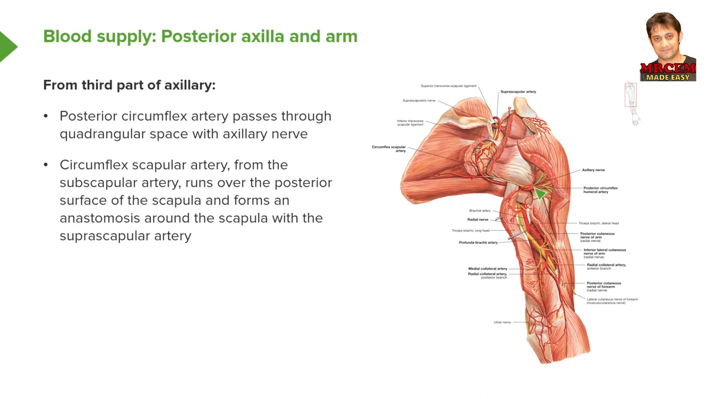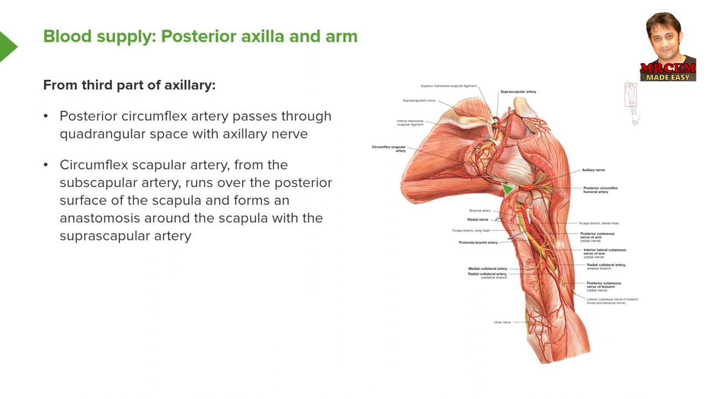Laterally, we have the surgical neck of the humerus. Medially, we have the long head of triceps. Superiorly, we have teres minor, and inferiorly, we have teres major. We have it passing out in this direction, passing towards the deltoid muscle. So we've got the posterior circumflex artery passing out alongside the axillary nerve within the quadrangular space.